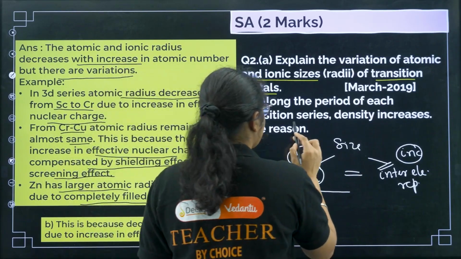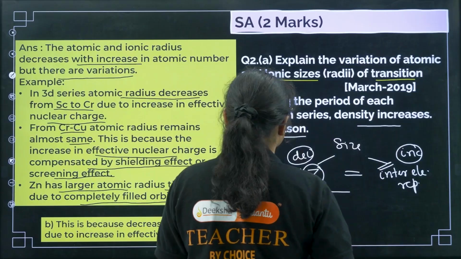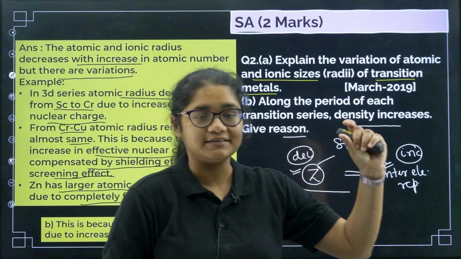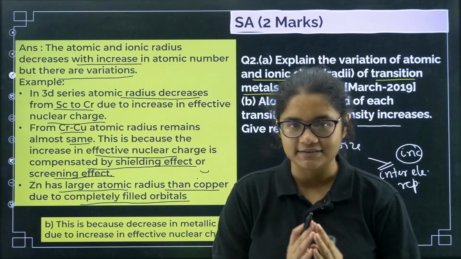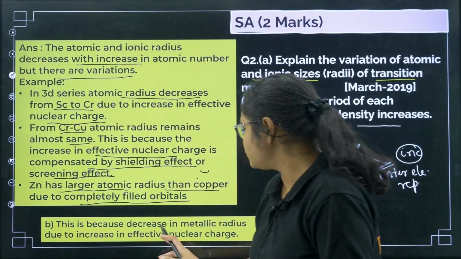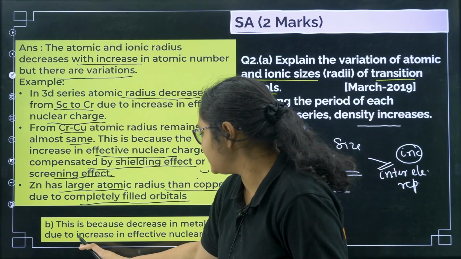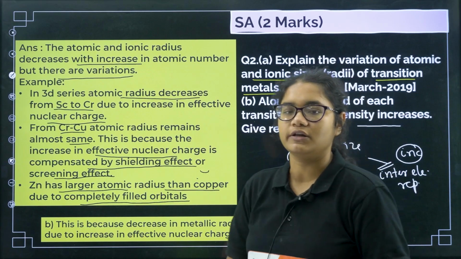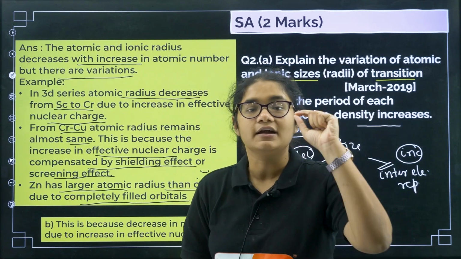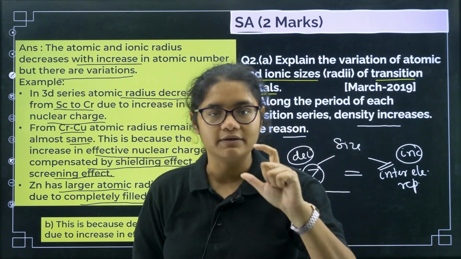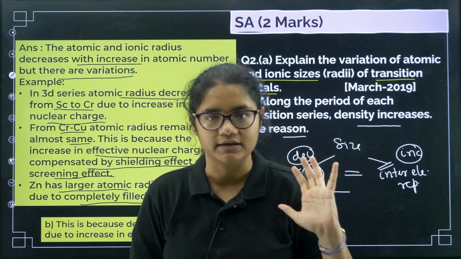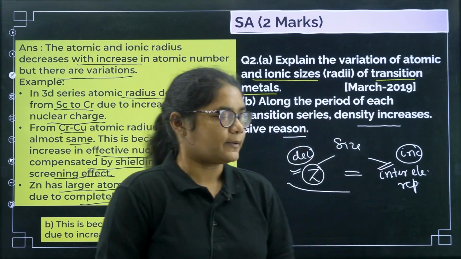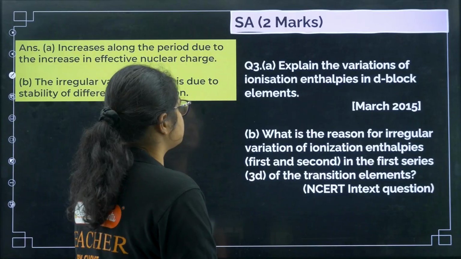Next, along the period the density increases, give the reason. Along the period the density is increasing, because mass is increasing and size is decreasing, right? This is due to the decrease in metallic radius due to the increase in effective nuclear charge. Density is equal to what? Mass by volume. So if the size decreases, volume will decrease, density will increase. Clear? Okay.